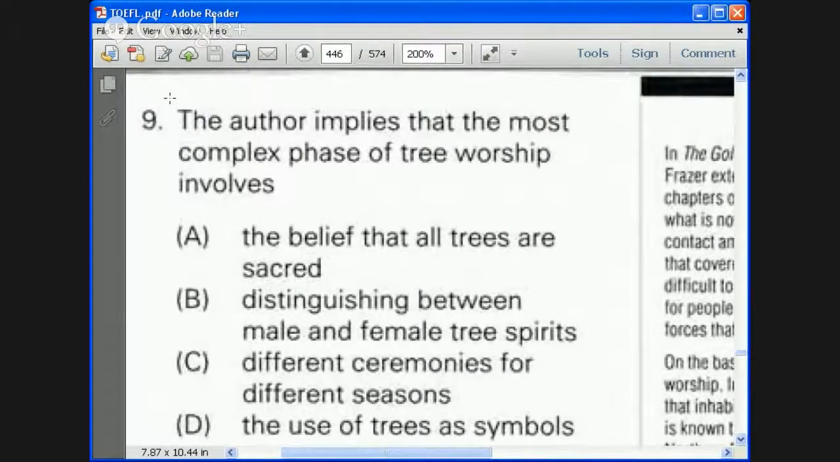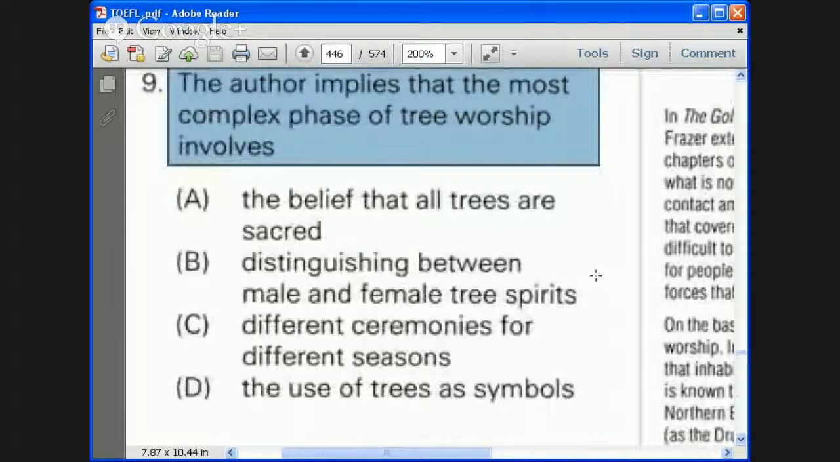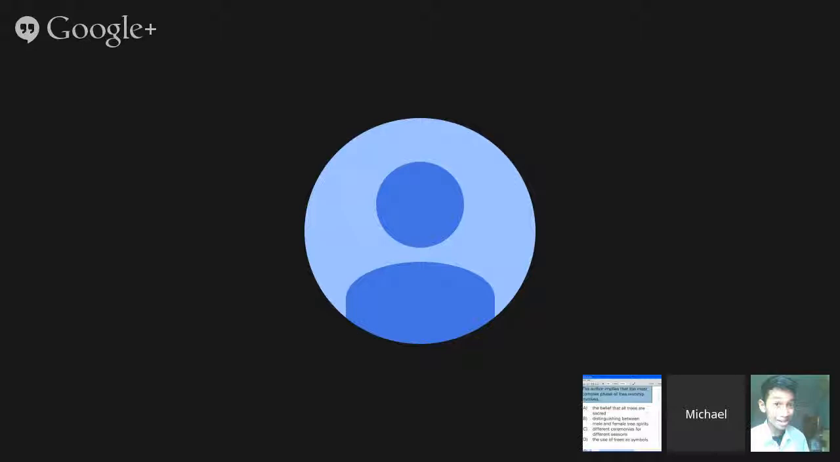Good job. Okay, Michael, the author implies that the most complex phase of tree worship involves... Oh boy. From the whole text? Yes, and this is yet another inference question. Okay, let's read each. The belief that all trees are sacred, distinguishing between male and female tree spirits. This I remove. I didn't see anything about male and female. We've read for like 40 minutes till now, and I didn't see female or male. Different ceremonies for different seasons. The use of trees as symbols. So I like different ceremonies for different seasons.